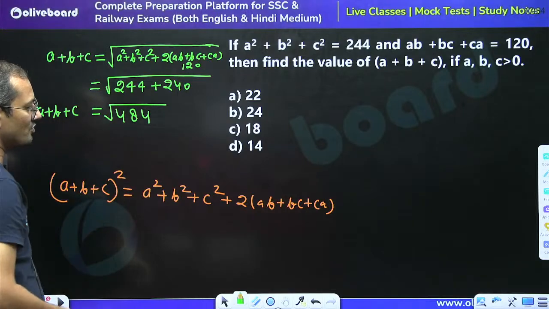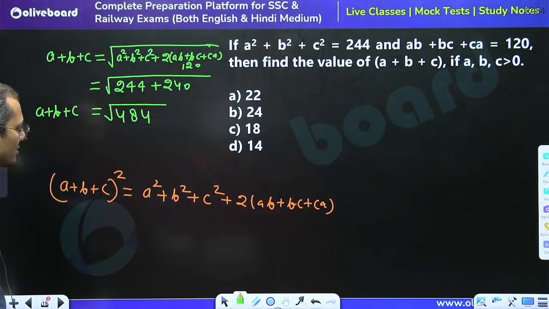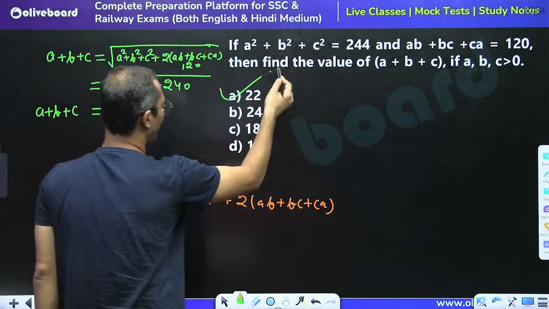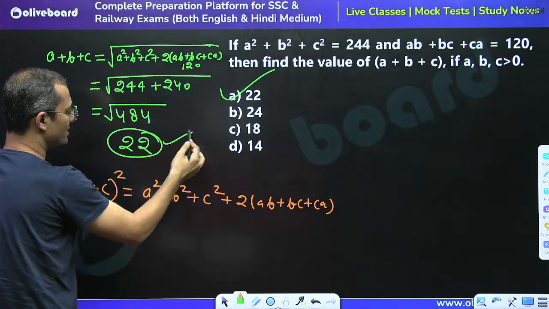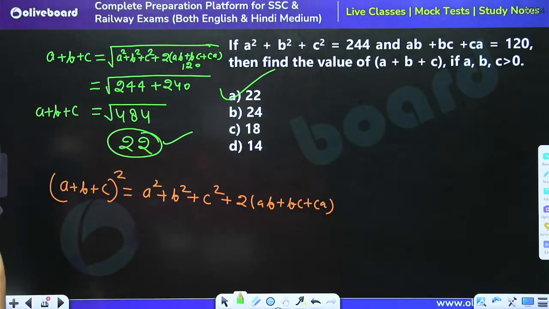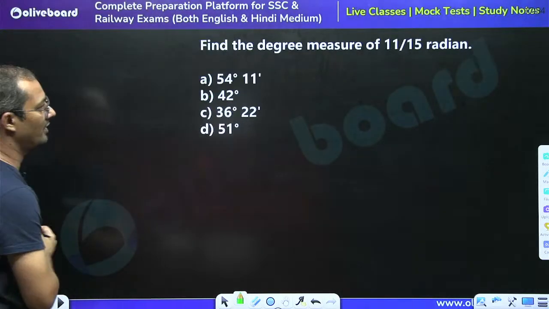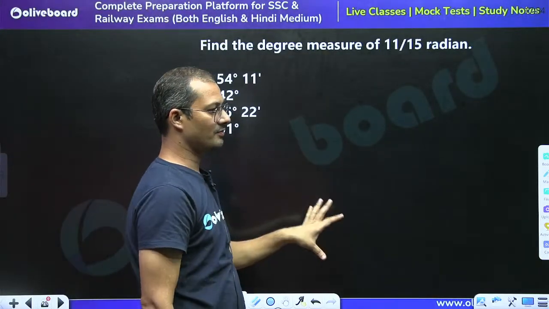Now tell me, which value squared is equal to 484? Do you know this? So I think this is equal to 22. So 22 is the right answer. Yes, 22 is the right answer. If you know the formula, you can solve it rightly. If you don't know the formula, it is difficult.